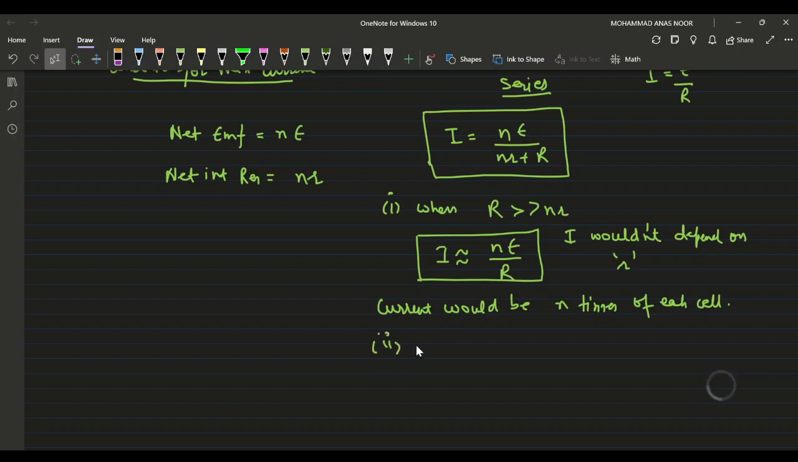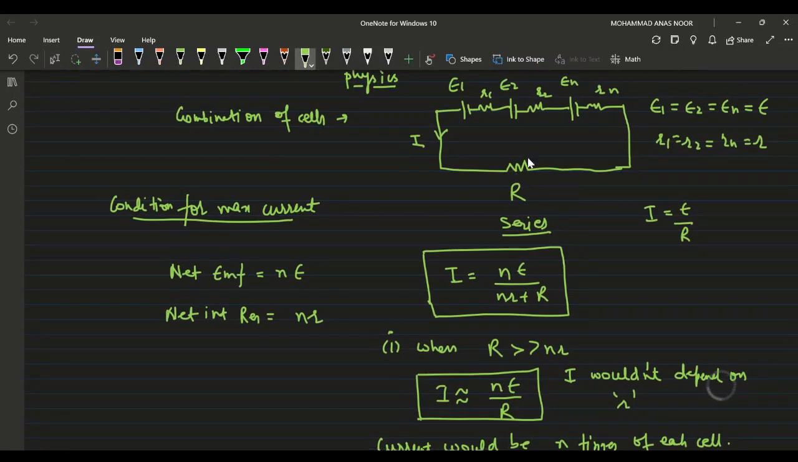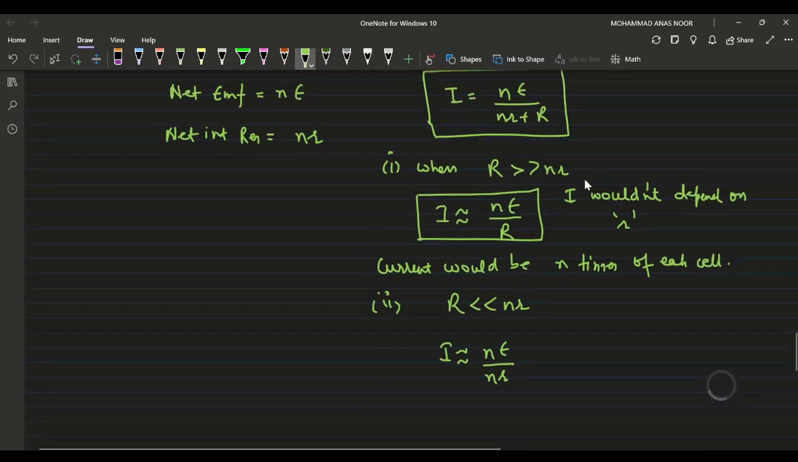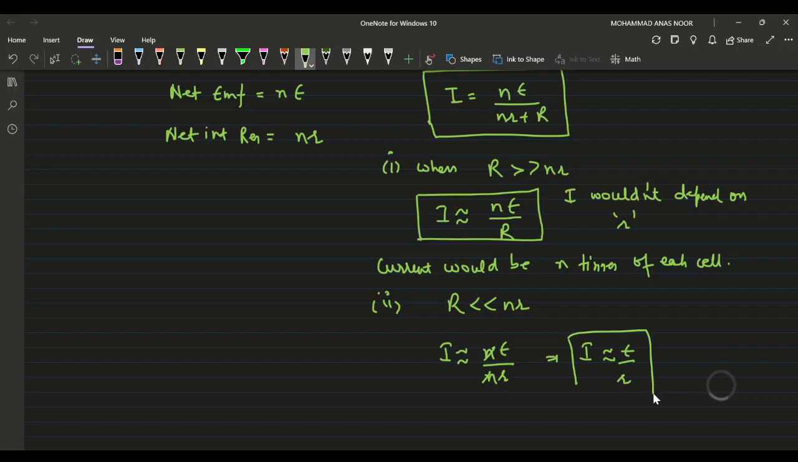The second case is R is less than nr. That means this external resistance is very small as compared to the overall internal resistance. So I would be nE upon nr plus R, which is nE upon nr, because R would be neglected as compared to nr. So n cancels out. So I is just E by r only, correct? The current given by a single cell.